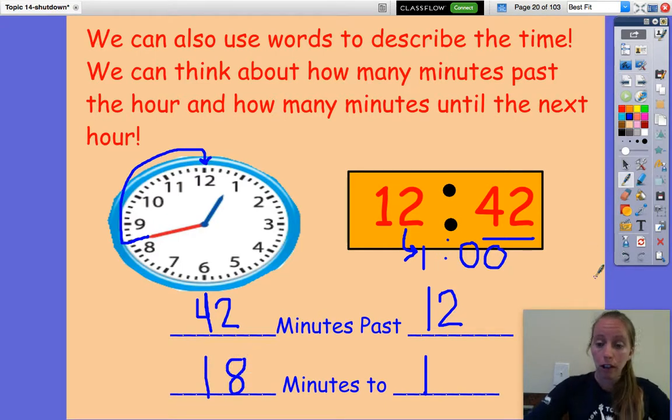Okay, so now you know a little bit more about telling time using words rather than only using numbers. So I want you to head on to Pearson and try your quick check and your independent practice.